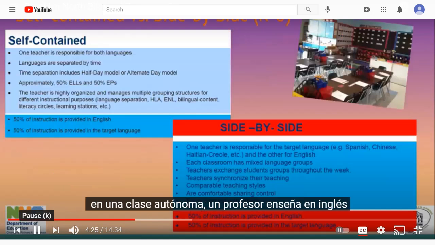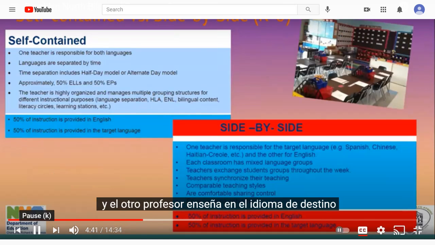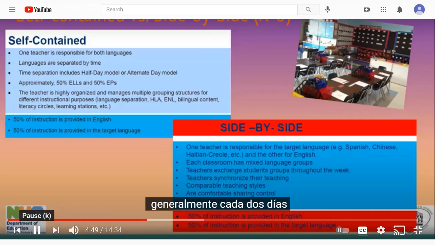In a self-contained class, one teacher teaches in both English and the target language. In a side-by-side class, there are two teachers with two classes. One teacher always teaches in English, and the other teacher teaches in the target language. The classes switch between the two teachers, usually every other day.